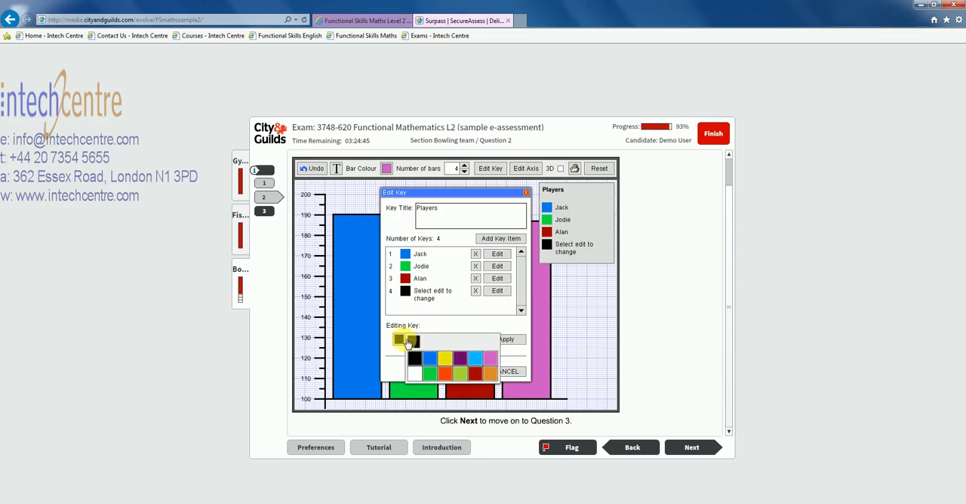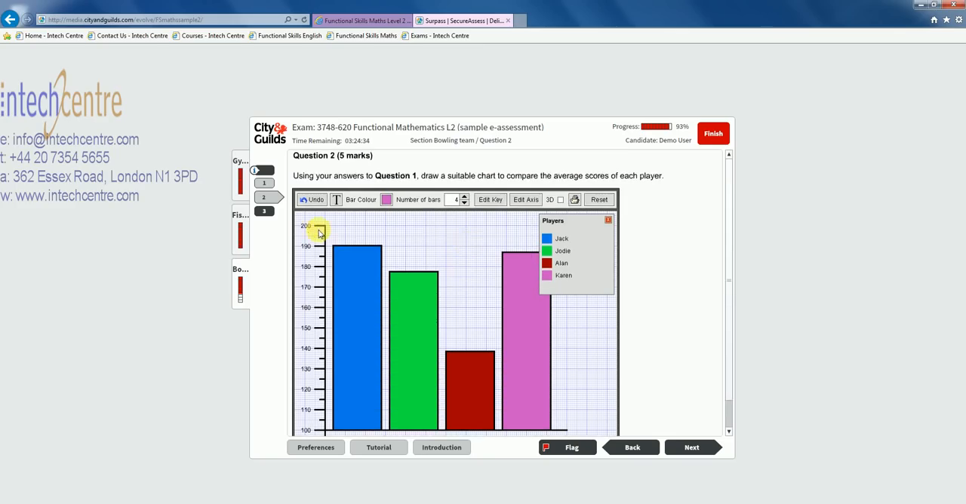Editing key, click the colour that I want. So the last colour is pink, and this is Carol. And then I just click apply, and then once I'm done I press OK. I could also include a title if I like to, so compare average scores of players. And I'm just going to make the thing bigger. I can also write here average scores, but this is again optional.